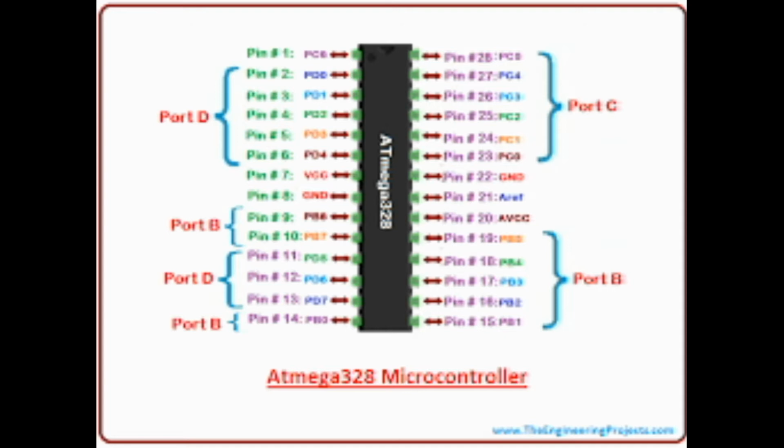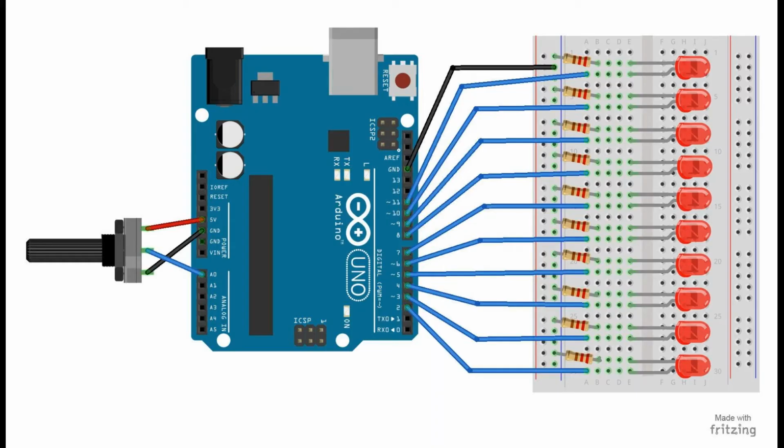Arduino Uno has 14 digital input-output pins, out of which 6 can be used as PWM outputs, 6 analog input pins, a USB connection, a power barrel jack, an ICSP header and a reset button.